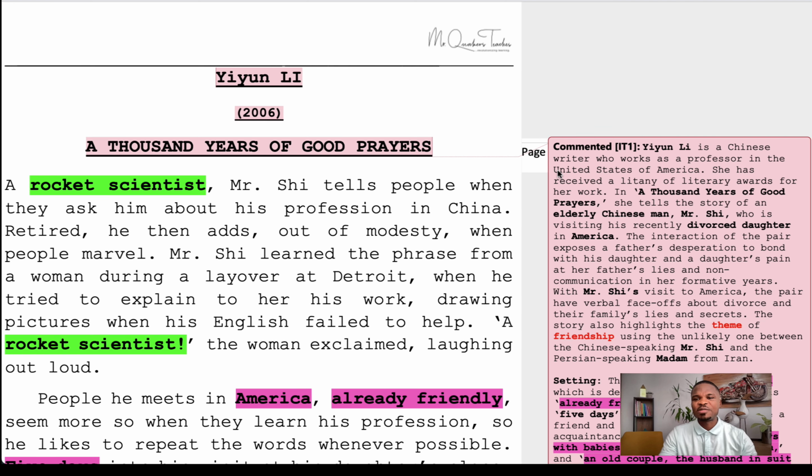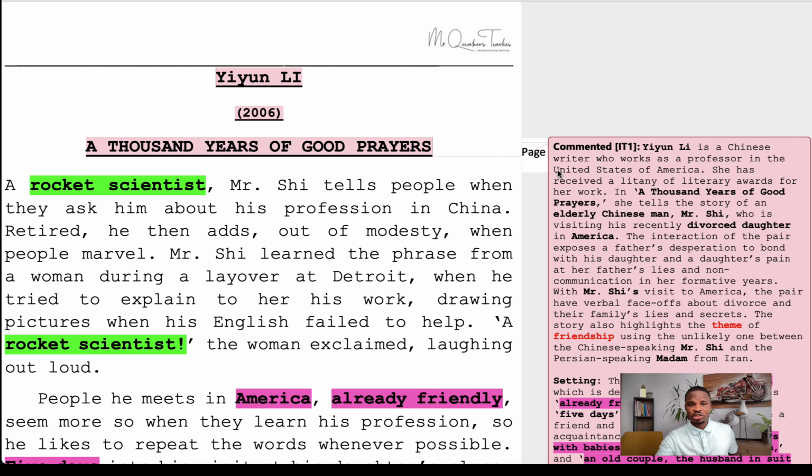Now, let me begin by speaking about the short story writer Yiyun Li. Yiyun Li is actually a Chinese writer who works as a professor in the United States of America. She has received a litany of literary awards for her work. Now, in this short story, 1,000 Years of Good Prayers, Li tells the story of an elderly Chinese man, Mr. Chi, who is visiting his recently divorced daughter in America. So the interaction between the pair, a father-daughter pair, exposes a father's desperation to bond with his daughter and a daughter's pain at her father's lies and non-communication in her formative years.